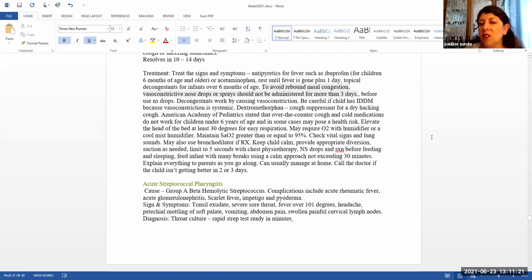You want to keep the child calm, provide appropriate diversional activities. If they require suctioning, limit that to 5 seconds. That might be done in conjunction with chest physiotherapy. Normal saline drops and suctioning may be done before feeding and before the child goes to sleep. You want to feed the infant with many breaks using a calm approach and not to exceed 30 minutes.